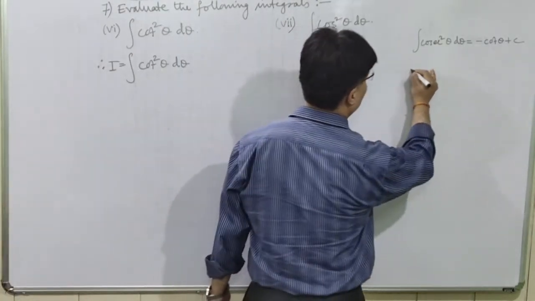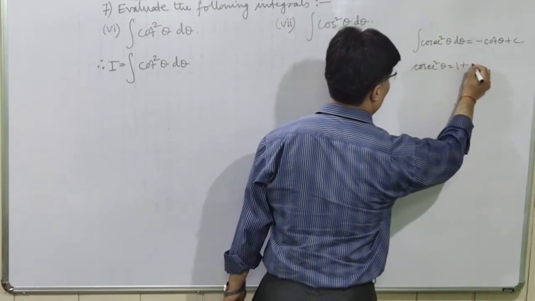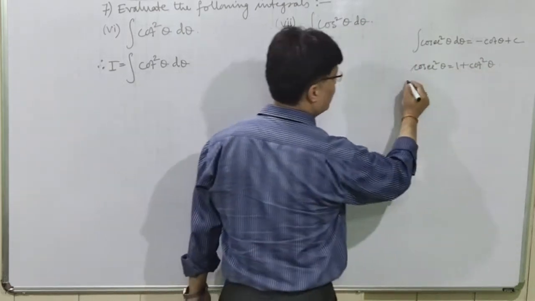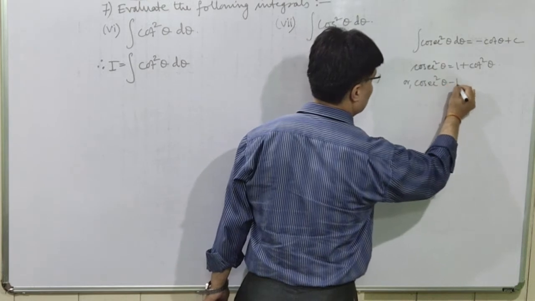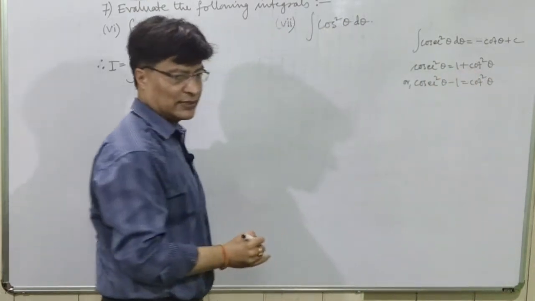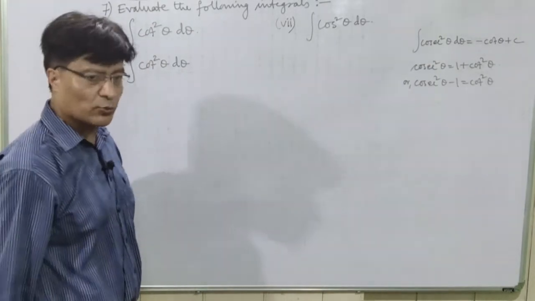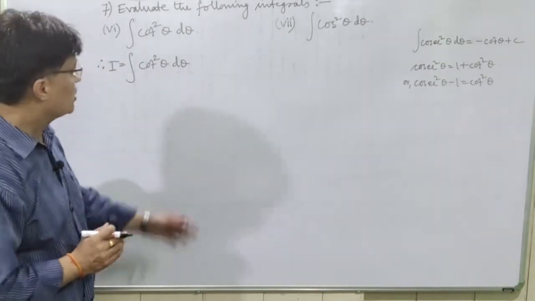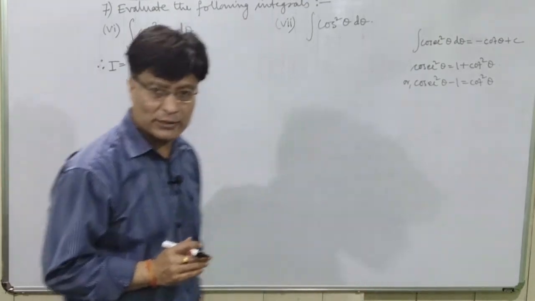You know the formula? Cosec square theta is equal to 1 plus cot square theta. So what is the formula for cot square theta now? It is cosec square theta minus 1 is equal to cot square theta. Okay? Plus 1 is taken to the left hand side, so it becomes minus 1. So cosec square theta minus 1 is equal to cot square theta. So instead of this cot square theta, you can write cosec square theta minus 1.